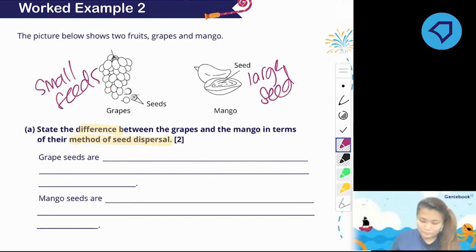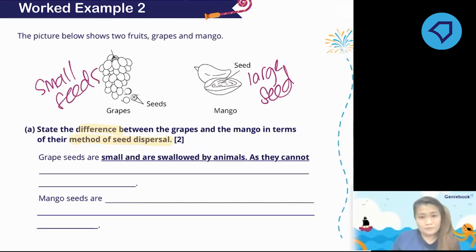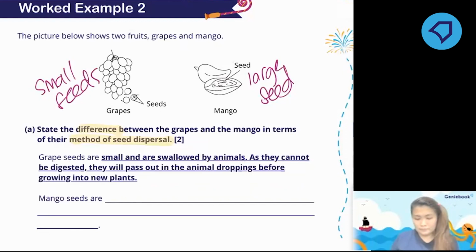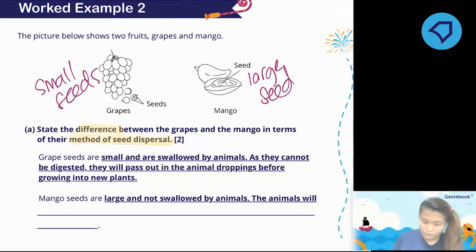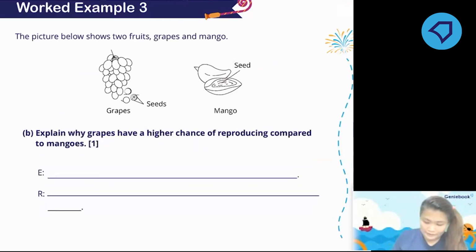Okay, so grapes are small, so they'll be swallowed down by the animal and eventually pass out in the droppings because the seeds cannot be digested. As for mango, they are too big to be swallowed. So the animals will just eat the flesh and then discard the seed, like throw it away.